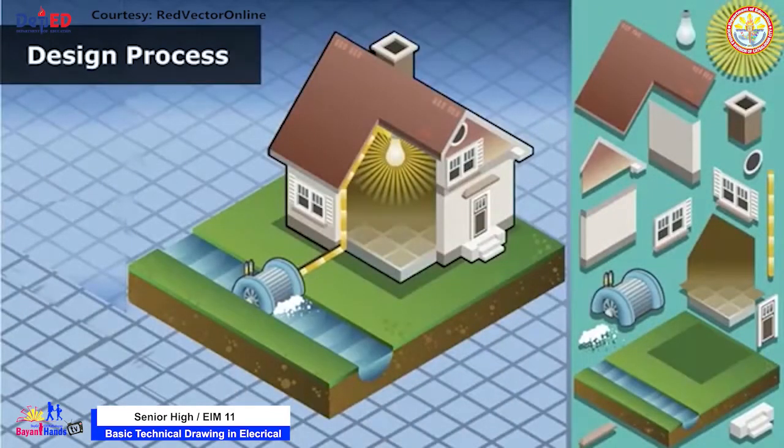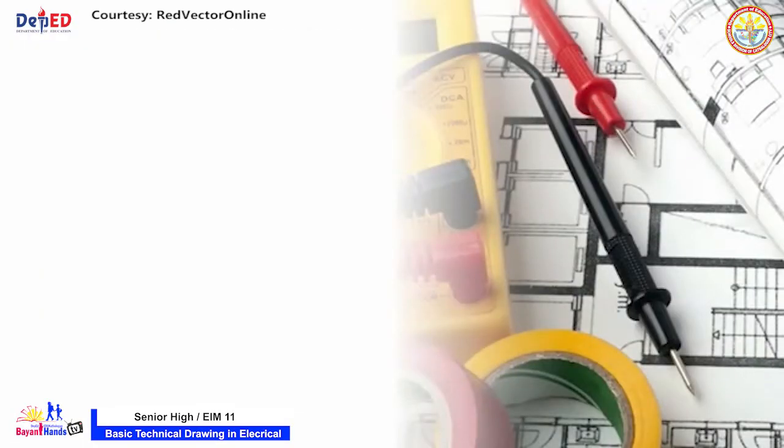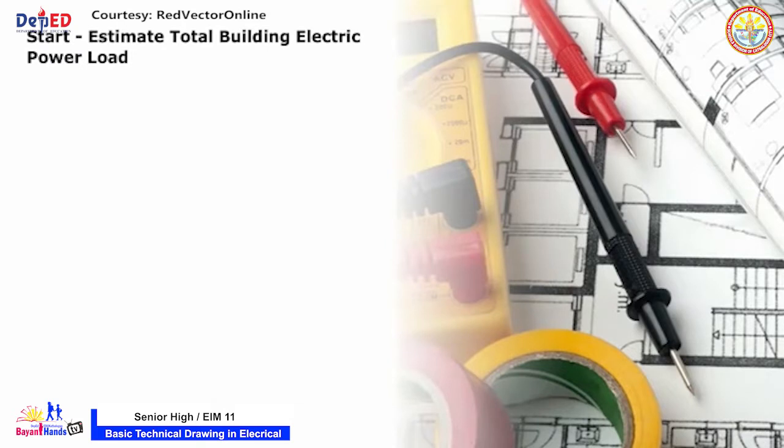Designers follow a process in developing their vision for their projects. Electrical engineers start the process of designing electrical systems by estimating the total building electrical power load. Then they plan the spaces required for electrical equipment, such as transformer rooms, conduit chases, and electrical closets.